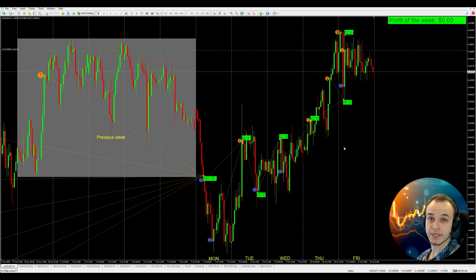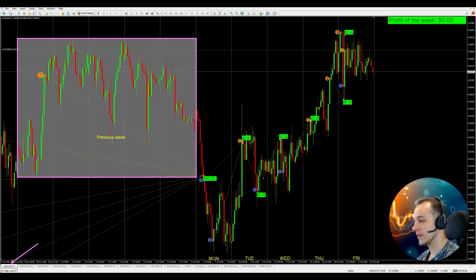And we start from the first currency pair. This is the Australian dollar against the US dollar. We are on an hourly time frame. With a gray rectangle we highlighted the area of the previous trading week, and each vertical line separates one trading day. Let's start from the first bunch of trades we closed on Monday.